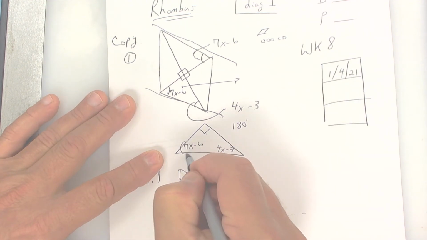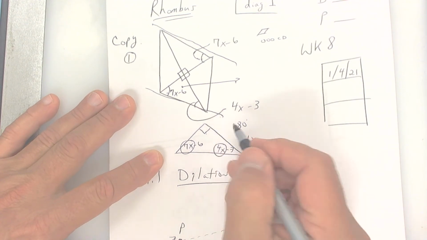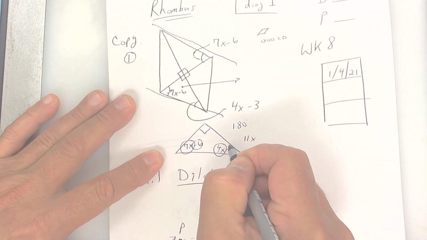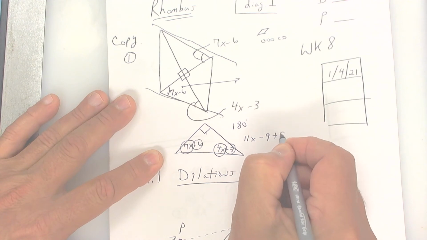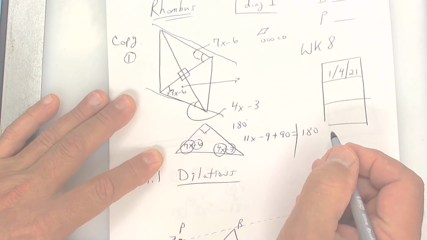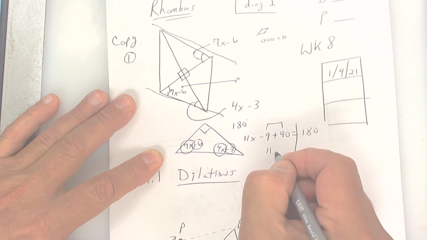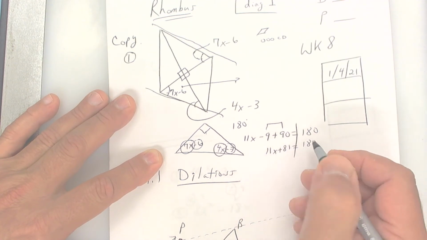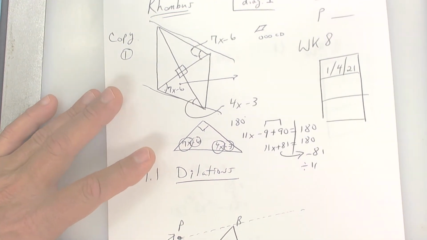So you're going to take 7x plus 4x gives you 11x, and then it's going to be a negative 6 and a negative 3 is a negative 9, and then you got to add that 90, so plus 90 is equal to 180. Now if you work this out, you'll get your answer, okay? So that's going to be 11x plus 81, I guess that is, equals 180, and then you're going to subtract 81 and then divide by 11, and that should give you your answer.